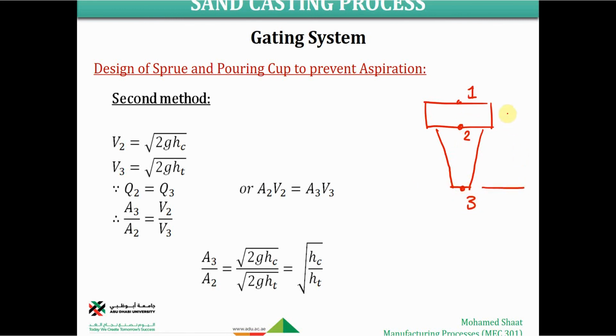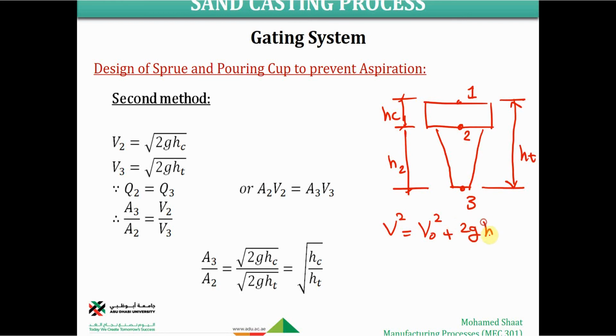And we do have, this is the total height, which should be equivalent to the height of the cope, and in many of the cases actually. And this should be the H2, and this should be the height of the pouring cup, HC. Make sense? So if I ask you to find the velocity of the molten metal at area 2 using the constant acceleration expression. The constant acceleration states that the velocity square at any point should equal the velocity 0 square plus 2g times the height.